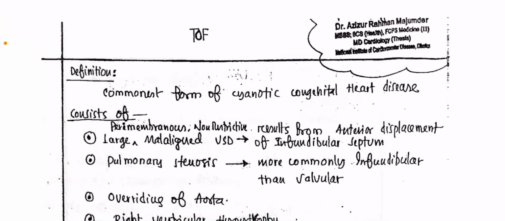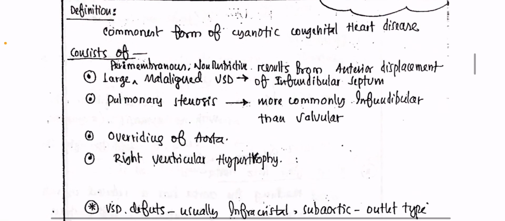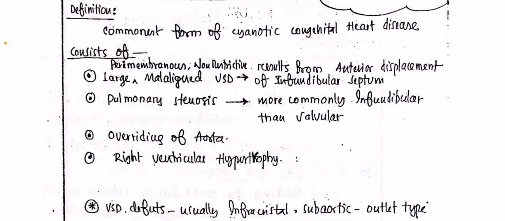Tetralogy of Fallot, TOF. Definition: commonest form of cyanotic congenital heart disease. Consists of large perimembranous, non-restrictive, malaligned VSD. Results from anterior displacement of infundibular septum. Pulmonary stenosis, more commonly infundibular than valvular. Overriding of aorta and right ventricular hypertrophy.